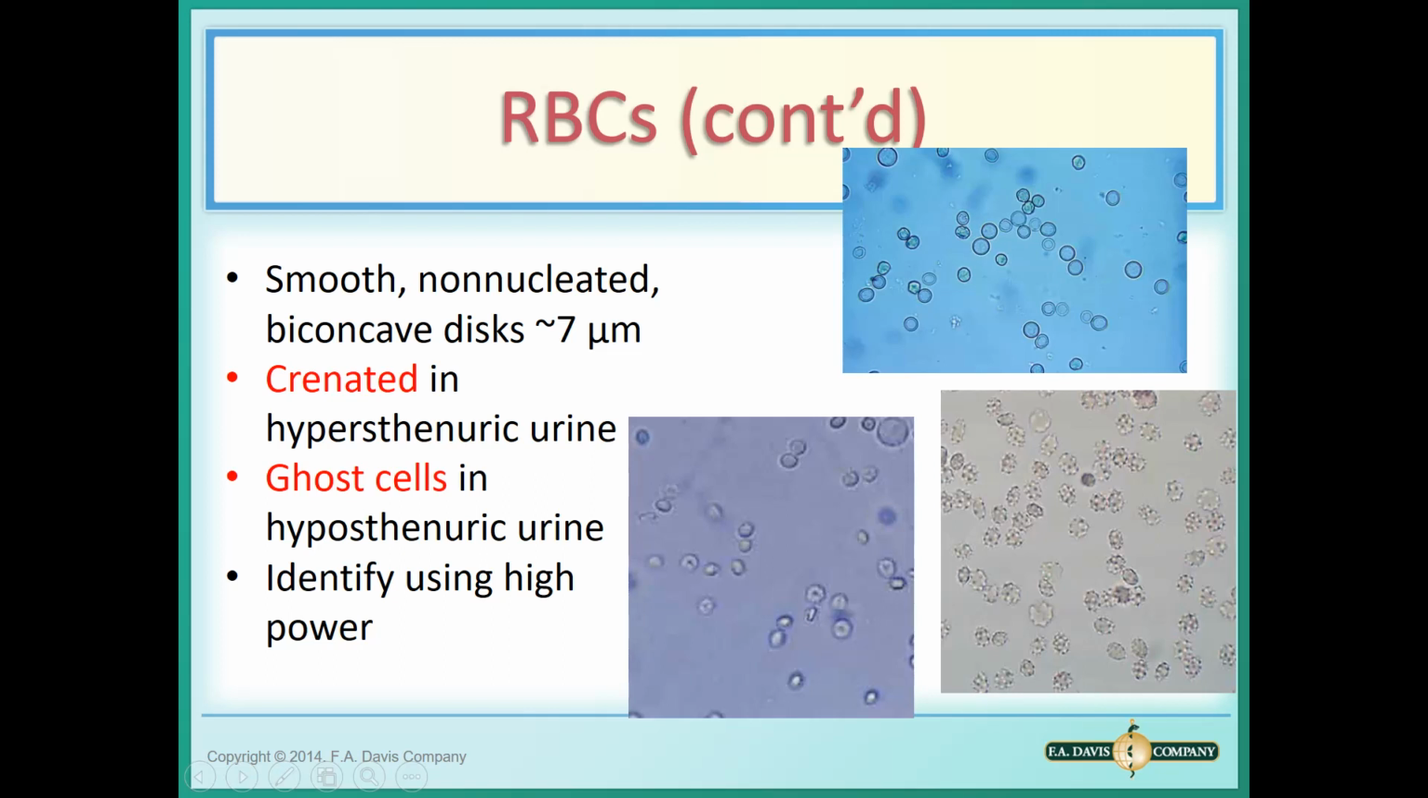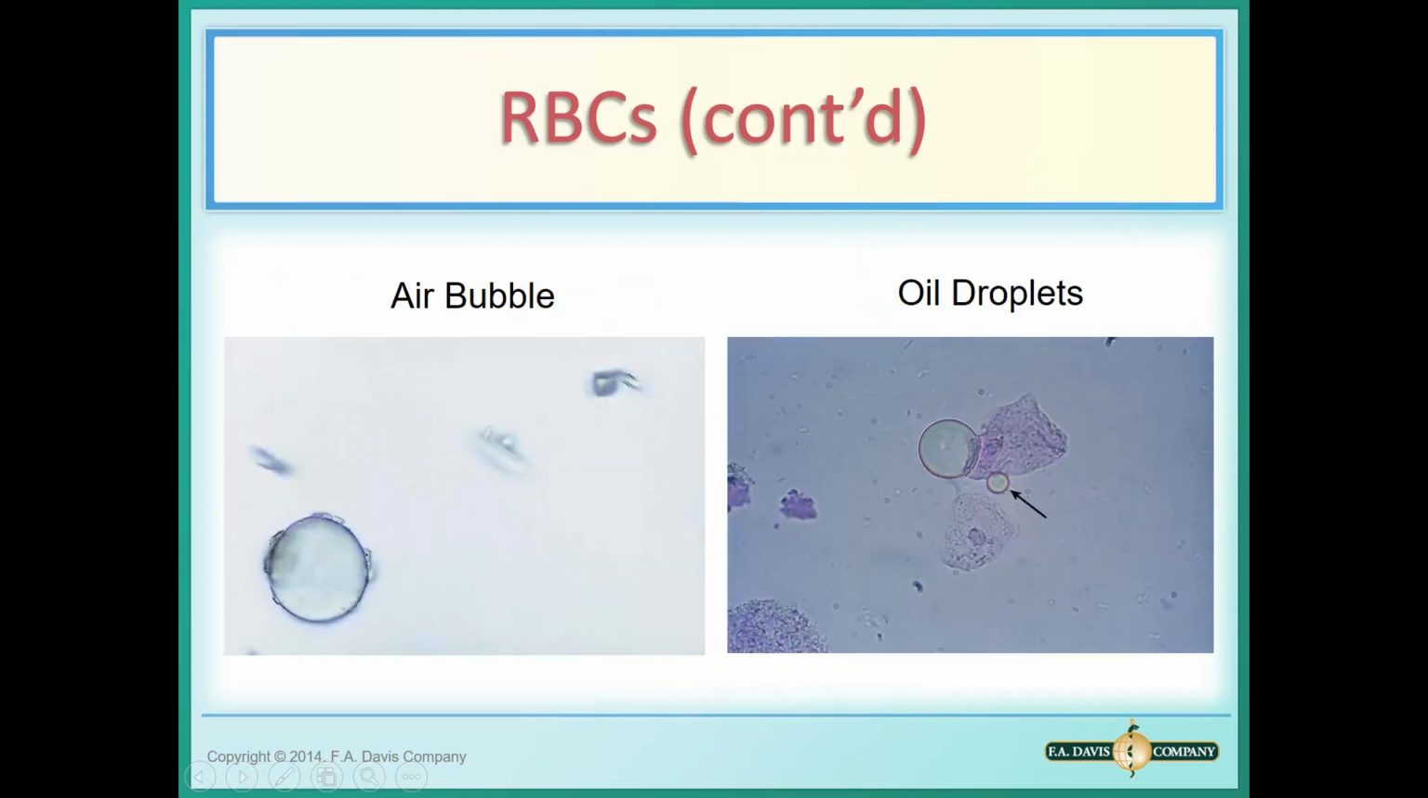These, I wouldn't call these ghost cells, frankly. I think that's what they're trying to say there. Maybe this one. This is a red cell. This is probably a ghost cell here. It's an air bubble and an oil droplet. See how shiny they are? There's a cell, not shiny, oil droplet, shiny.